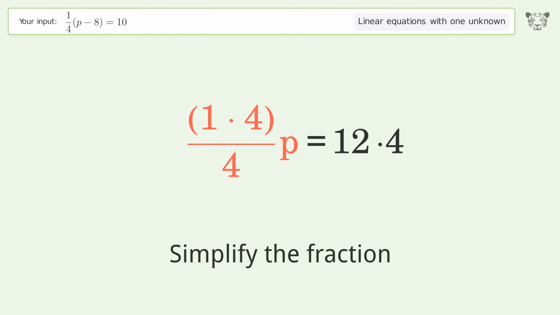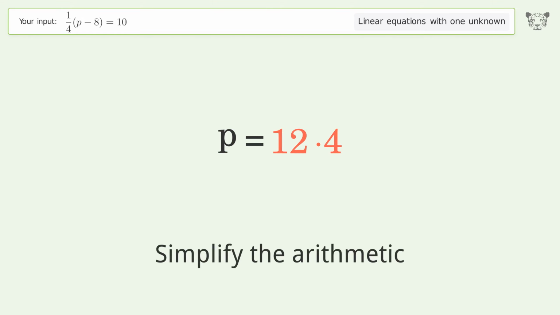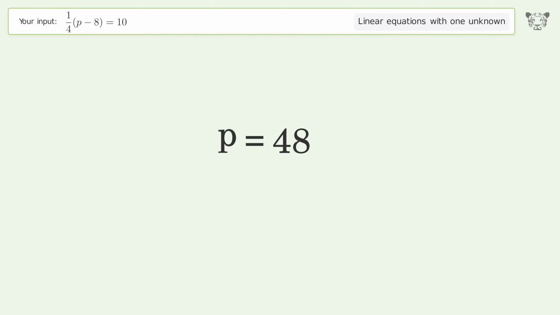Simplify the fraction. Simplify the arithmetic. And so the final result is p equals 48.